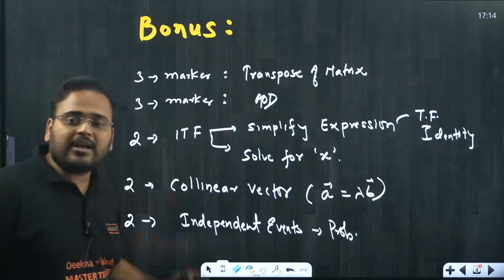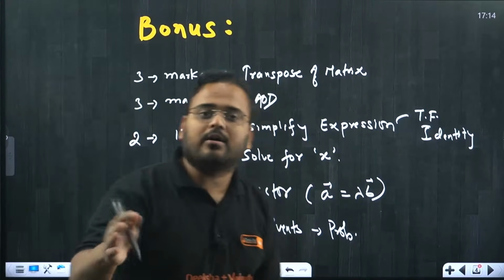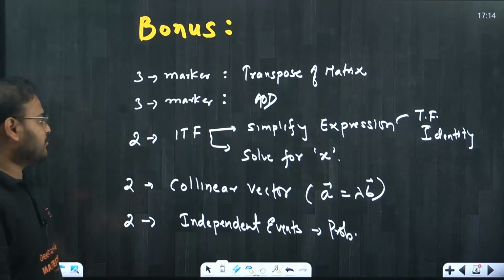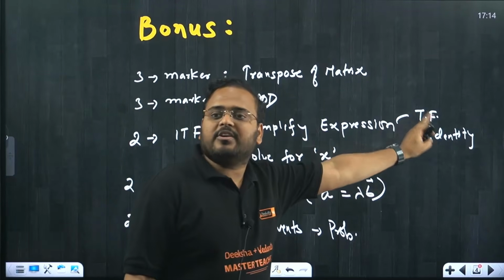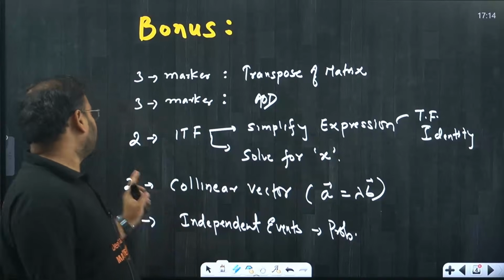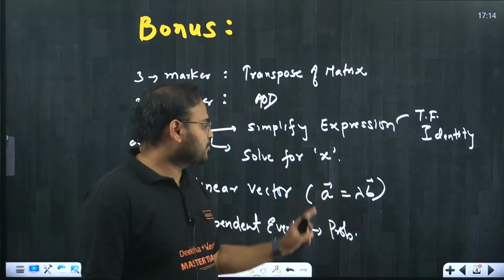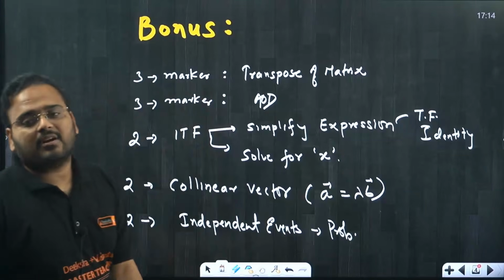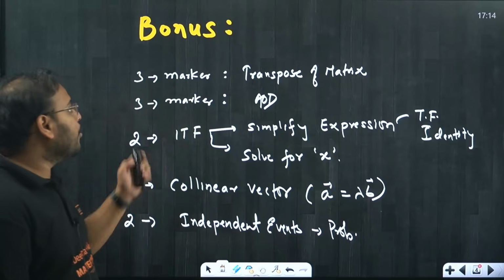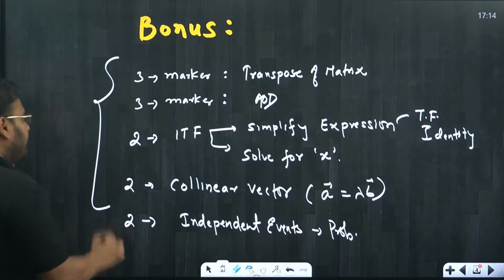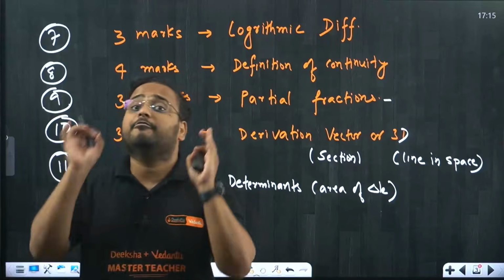3 marker AOD you can expect in all the 3 categories, whether increasing, decreasing function, maxima, minima, or rate of change. There will be a 2 marker ITF question, either simplifying the expression based upon trigonometric identities or solve for x. 2 marker collinear vector also will be there, on the formula, missing variable or missing values, prove it collinear, vector a equals vector lambda times b. 2 marker is an independent events question on probability. So these are some bonuses apart from 44 marks, but if you follow just these 11 questions, you get 44 easy marks, and this will come for sure.